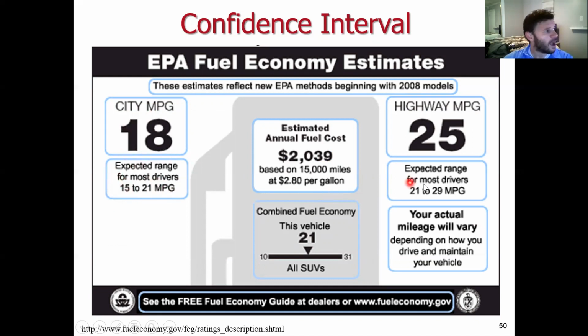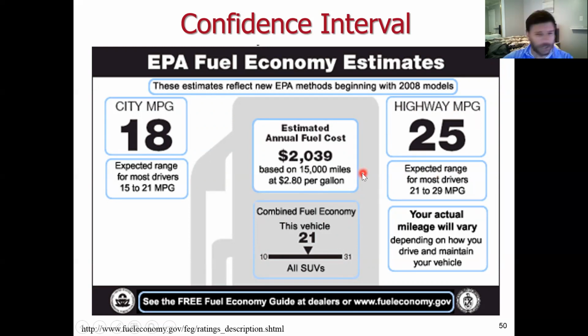down here. Highway miles per gallon, again, they're giving us the point estimate is 25, and they're showing us there's an expected range between 21 and 29. So it looks like they're giving themselves about a 4 mile per gallon margin of error. Again, you can see a very similar one here for the SUVs. 21 miles per gallon on average is the center of the distribution of their point estimate. And they give themselves a margin of error of about 10, 10 above, about 10 below here.